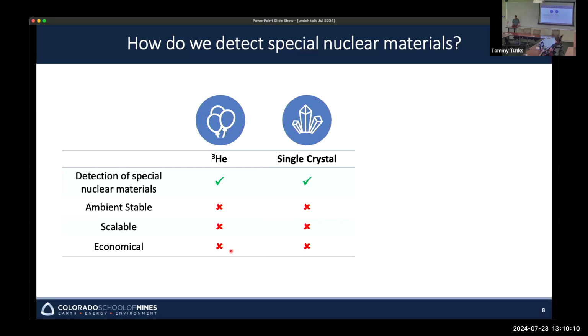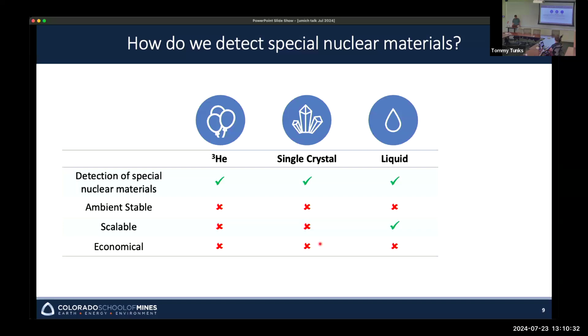There's also single crystals. These can be inorganic or they can be organic. They're also very good at detecting and distinguishing between neutrons and gammas. Some of these have some ambient stability because they just absorb water and they can become foggy. It's pretty tough to grow crystals, so they're expensive and usually tough to scale up.